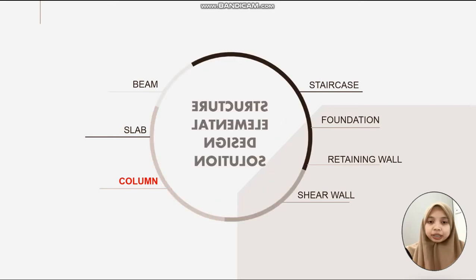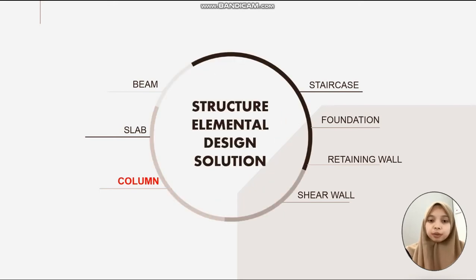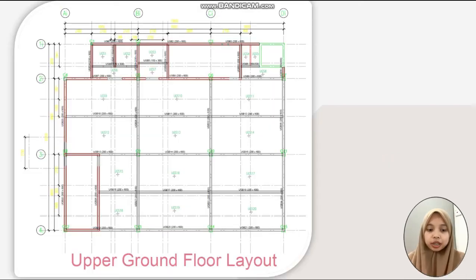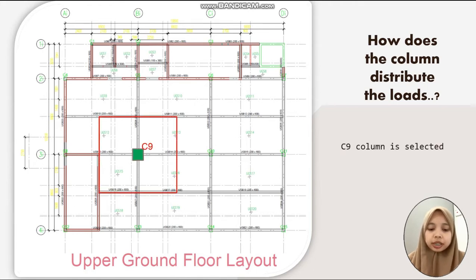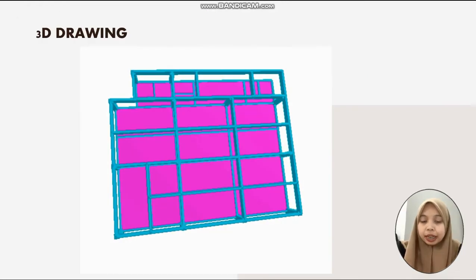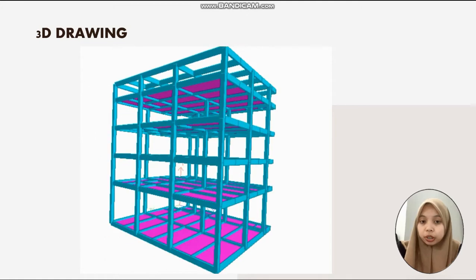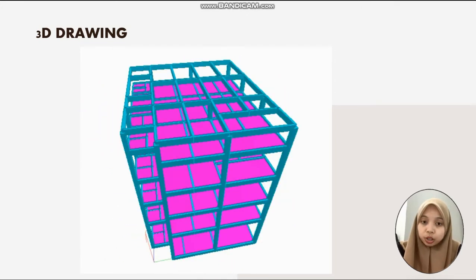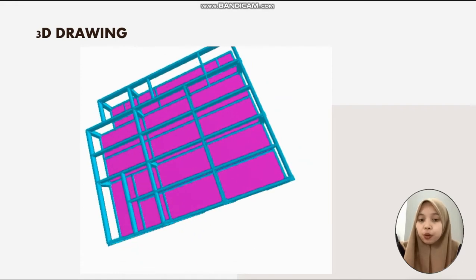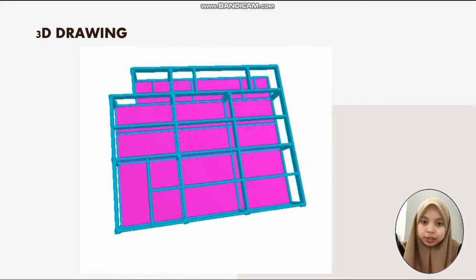Following is the structural element design solution, and I, Afrina, will explain about column design. So how does the column distribute the loads? Here is one of the layout plans, the upper ground floor layout, and the C9 column is selected. The red box line indicates the load distributed within the area of the C9 column. This can be seen in the illustrated 3D drawing of the commercial building designed using StatPro software. Here is how the load distributes for column C9 from the roof floor until the lower ground floor.